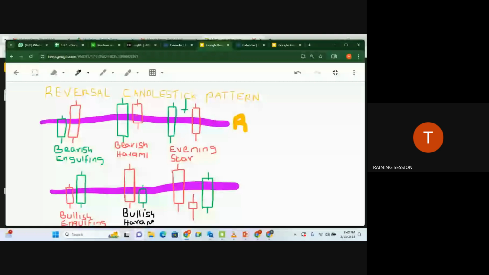Just the names, so that when you go to the chart it will be easy for us to identify them as we end the session. Make sure you do a lot of practice on the same. Make sure you also go through the videos to familiarize more. And this one is called the morning star. Are we together? Morning star.